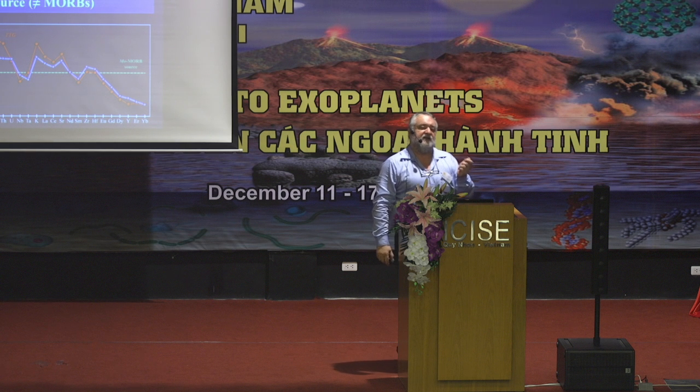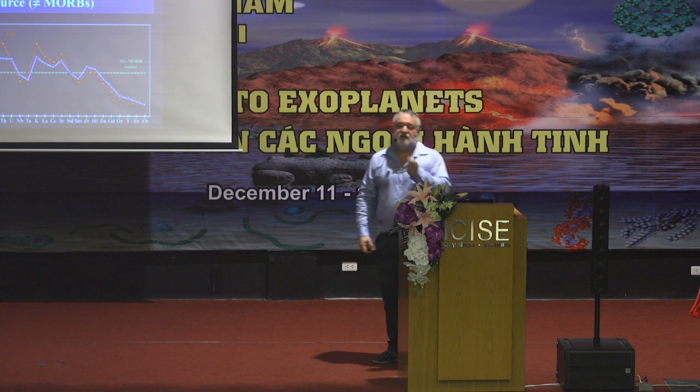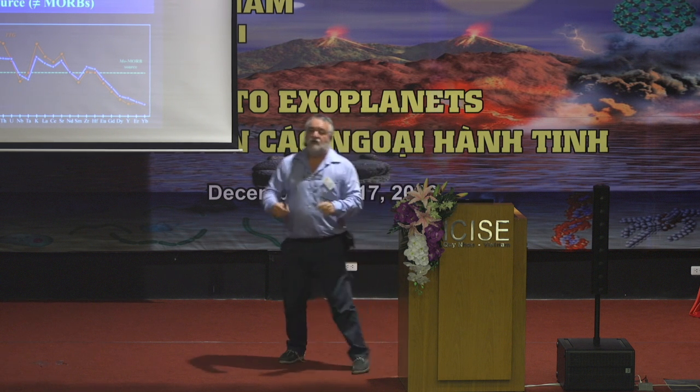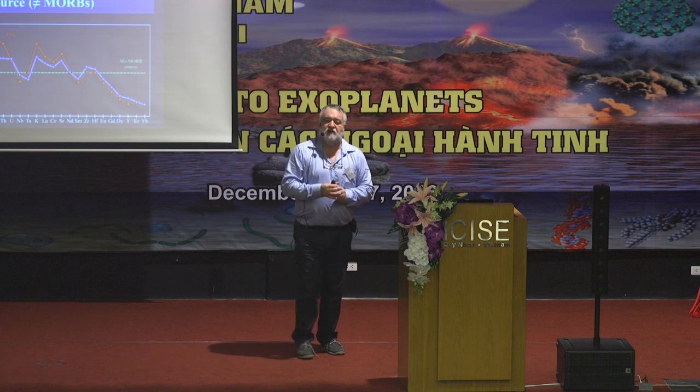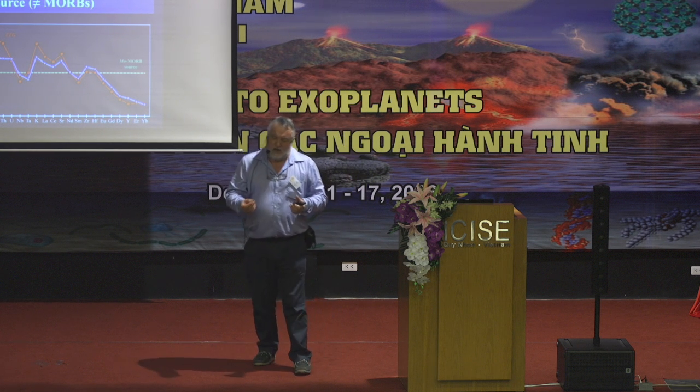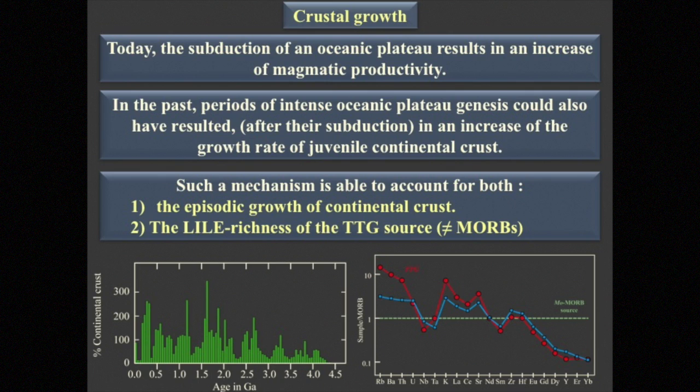The episodicity is not linked to the subduction, but the episodicity is linked to the genesis of the oceanic plateau. The process of cold avalanche will induce an episodic process of oceanic plateau genesis, and when this plateau will enter in subduction, they will melt and give TTG. So this can account for the episodicity of production of TTG.